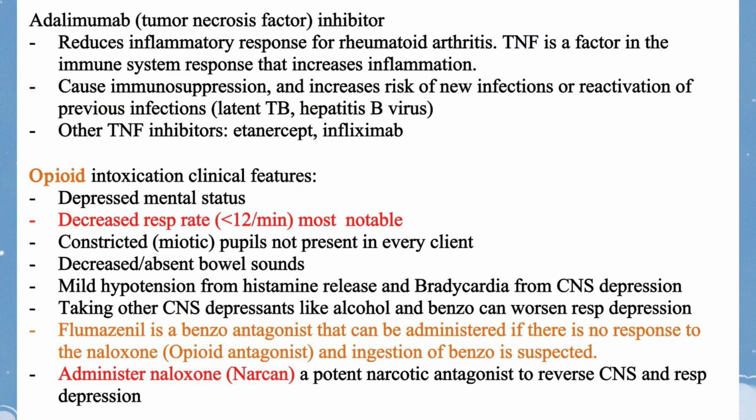Adalimumab, a tumor necrosis factor inhibitor. Reduces inflammatory response for rheumatoid arthritis. TNF is a factor in the immune system response that increases inflammation. Inhibiting it causes immunosuppression and increases risk of new infections or reactivation of previous infections, latent TB, hepatitis B virus. Other TNF inhibitors: etanercept, infliximab.